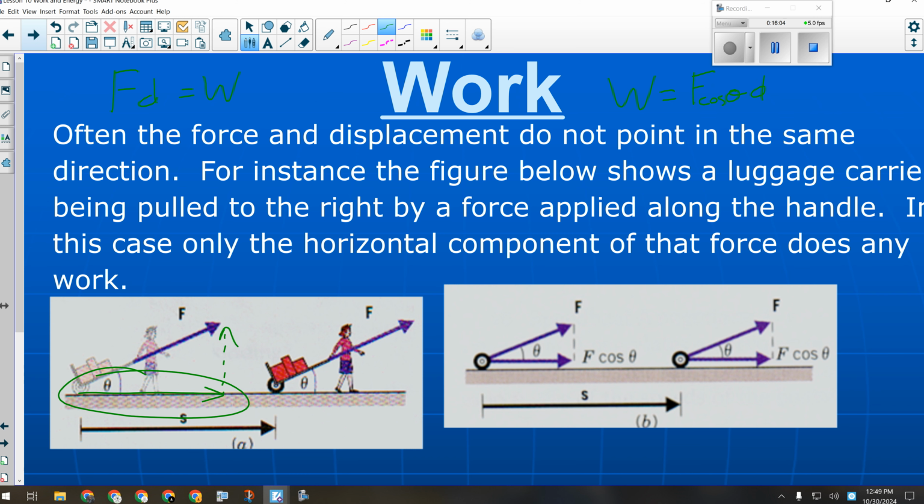We just have to know that if the energy isn't changing in a certain direction, then the entire force may not be doing work. Everyone all right with that idea? We only use the force that's actually causing something to happen. Vertically, nothing's happening, so there's no work done vertically in this situation.